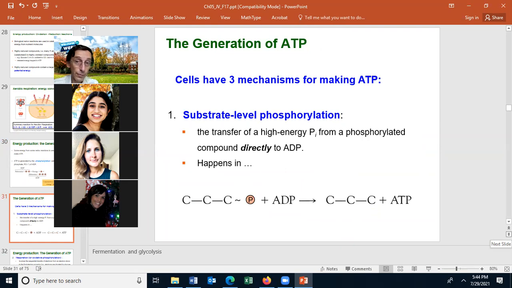All right, cells have three mechanisms for making ATP. The first way a cell can make ATP is substrate level phosphorylation. That's where you have a molecule that has phosphate attached to it, and you take the phosphate off of this molecule and add it to ADP to make ATP, and you get the molecule minus the phosphate. Substrate level phosphorylation, where phosphate is moved from one molecule to ADP. This actually happens in glycolysis of aerobic respiration, and we'll look at that in just a little bit. Glycolysis. Any question about any of that?